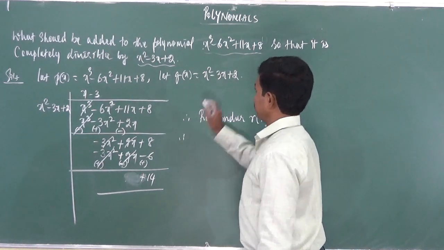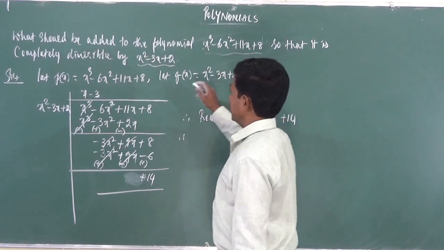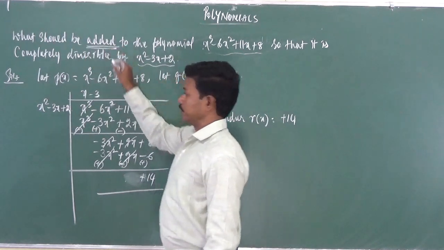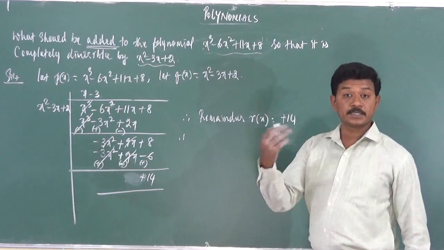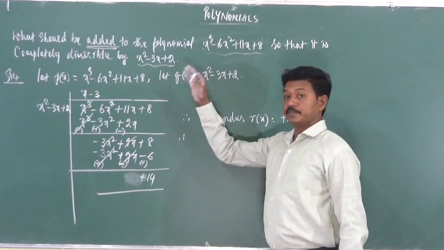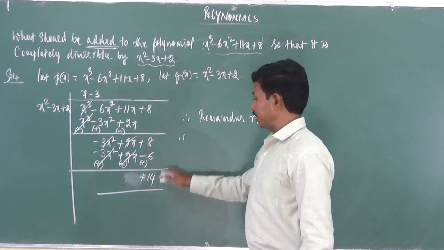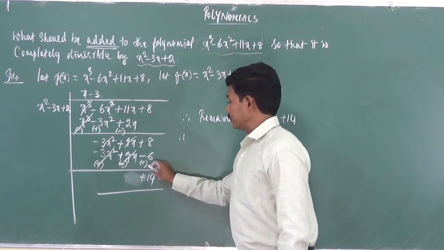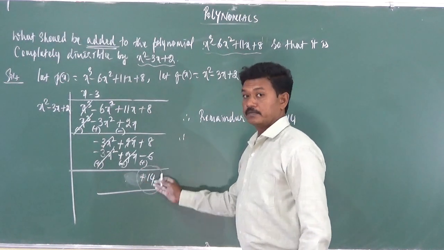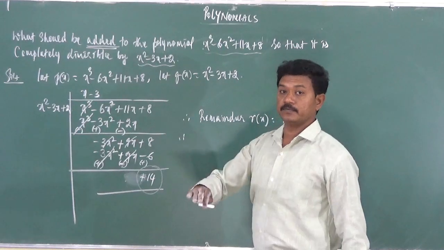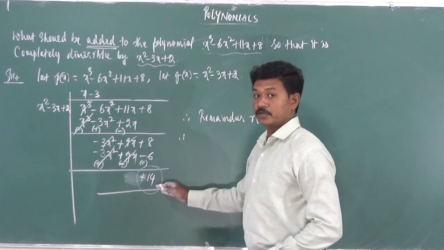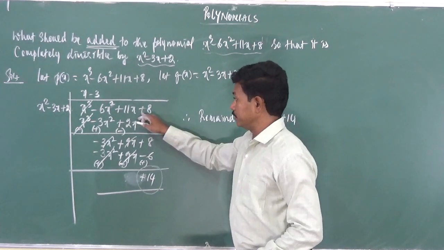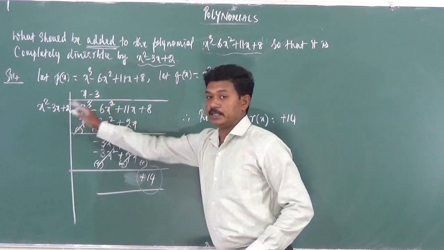For the question which says added, remember this. I will do a similar problem tomorrow on subtracted; I am doing it on added. When the question comes with added, whatever remainder you get, you have to convert that into negative. That is, multiply the entire thing by a minus sign, and the result should be added to this polynomial so that it is exactly divisible by this.